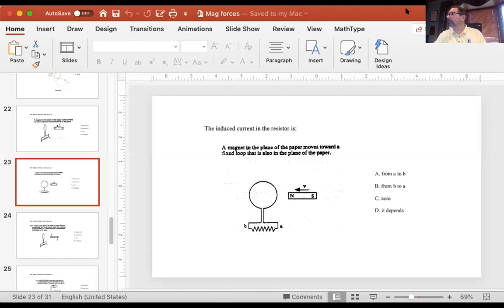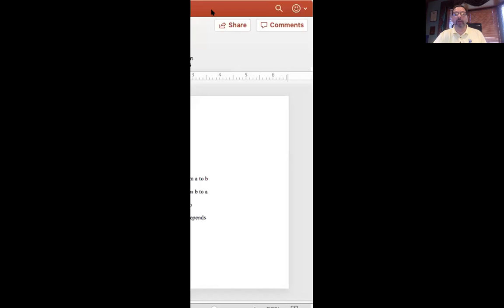Magnetic forces. Yep, there it is. And I have to bring it over to here so that you'll see it when I start the iClicker. All right, let me back up a couple. I want to start, we did that one last time. So let's start with this one.